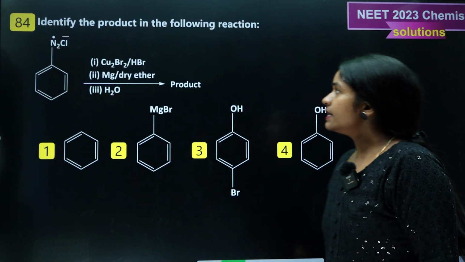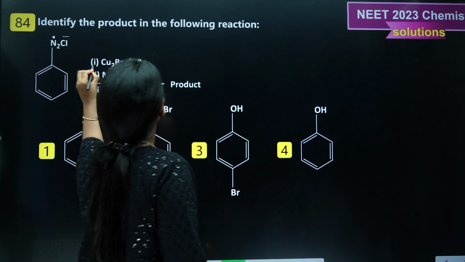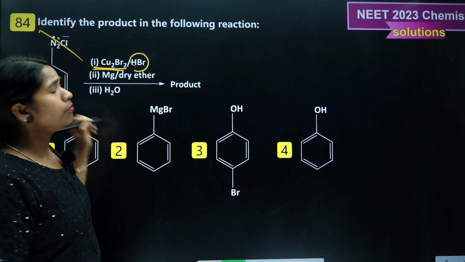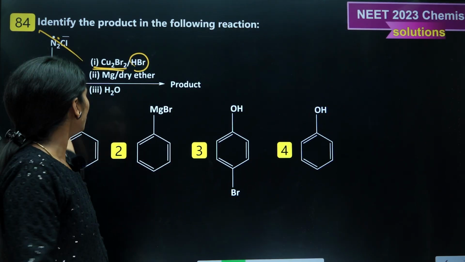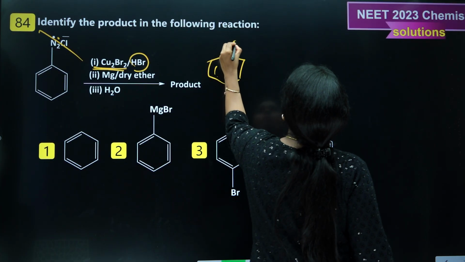Clear everybody? See the next one. Identify the product in the following. When you take the copper salt and add HBr, the benzene diazonium chloride has a very good leaving group. It goes out, and it results in the formation of bromobenzene.